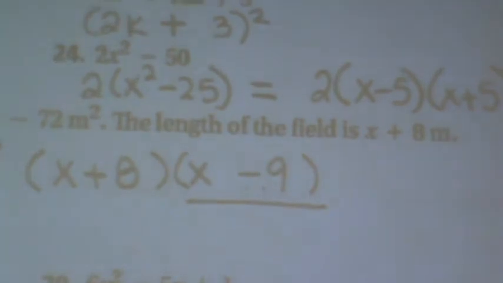This one says the area of a rectangular field is x squared minus x minus 72. If one of the sides is x plus 8, all they want to know is what's the other side. That's easy. If one side is x plus 8, what are we going to put here? What's missing? This would be an x, and this is going to be a negative 9, because 8 times negative 9 is negative 72, and they add to be negative 1. So the other side would be x minus 9.